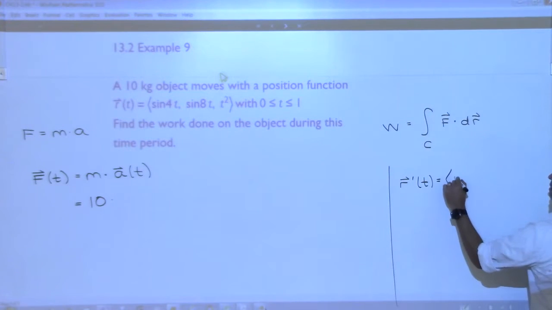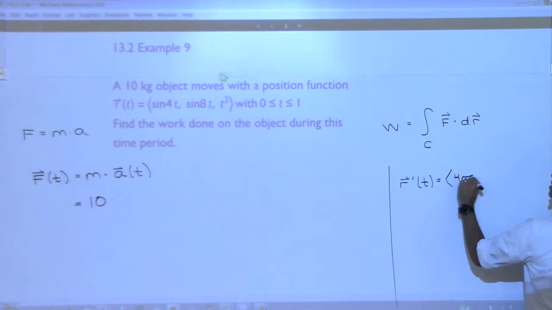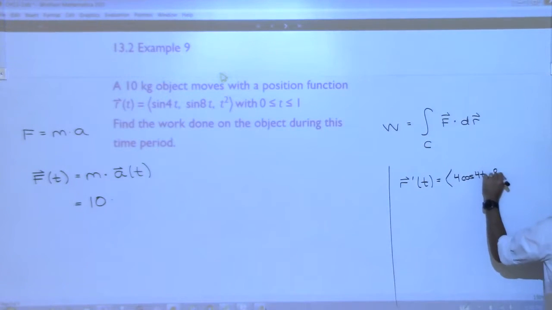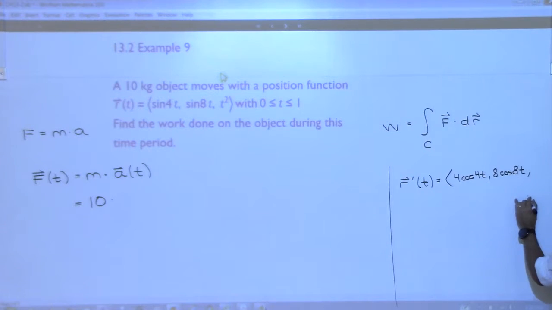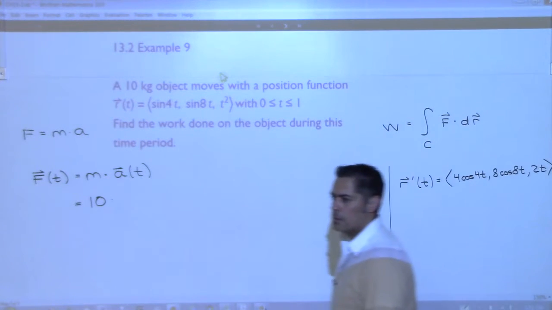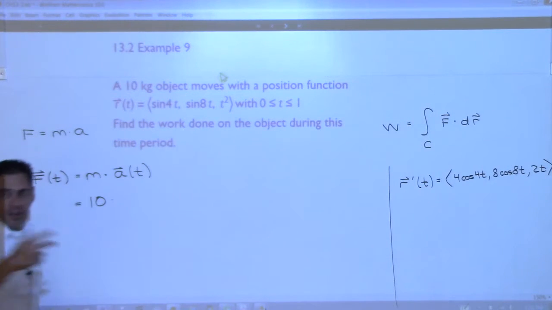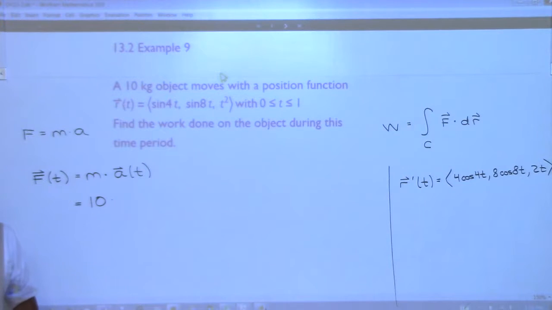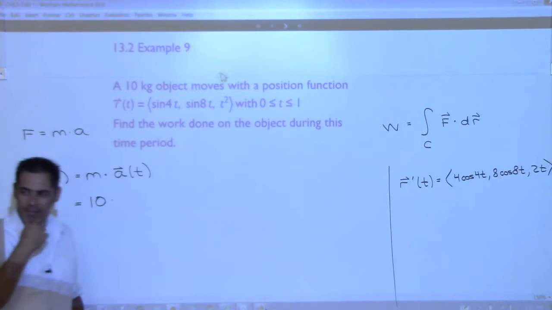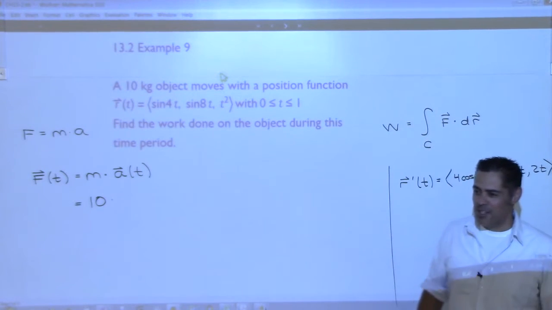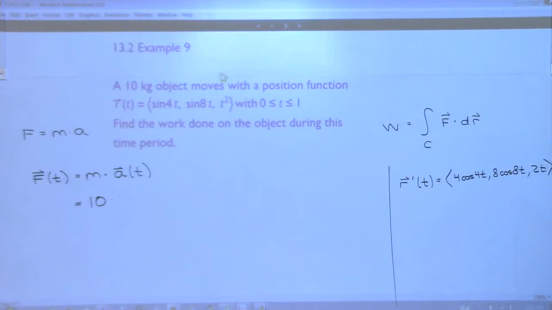Okay, so we take the derivative first. We get 4 cosine 4t, and then we get 8 cosine 8t, and then 4 sine 2t. Is it a product rule or something? No, because the derivative of sine, you do the derivative of the outside. The derivative of sine of 4t is cosine of 4t, right? Then you do the derivative of 4t, which is 4.